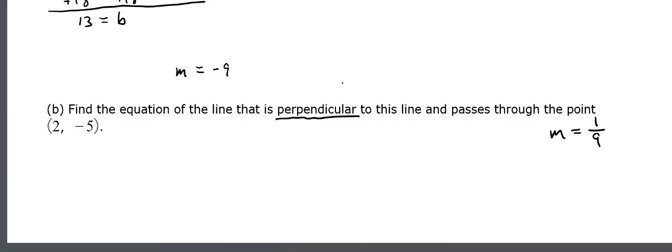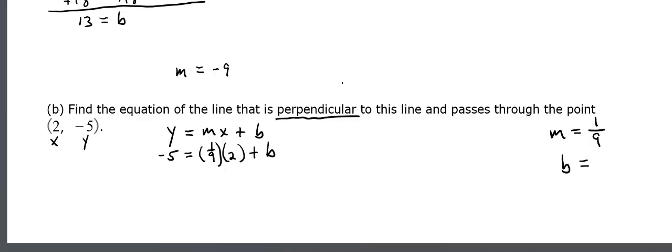Okay, so again, in order to write something in slope-intercept form, we need to find the slope, which we know now is positive 1/9. And we need to know what the y-intercept is, and we don't know that at this point. So again, we go back to slope-intercept form, and we plug in the information given. So our x is 2, our y is negative 5, and our slope is 1/9. So in place of y, I put negative 5. My slope is 1/9. The x value is 2. And again, that's plus b. So I have negative 5 equals 1/9 times 2 is 2/9.